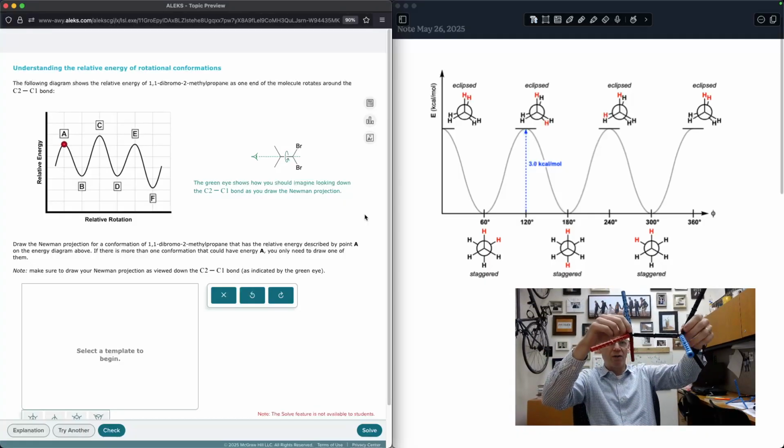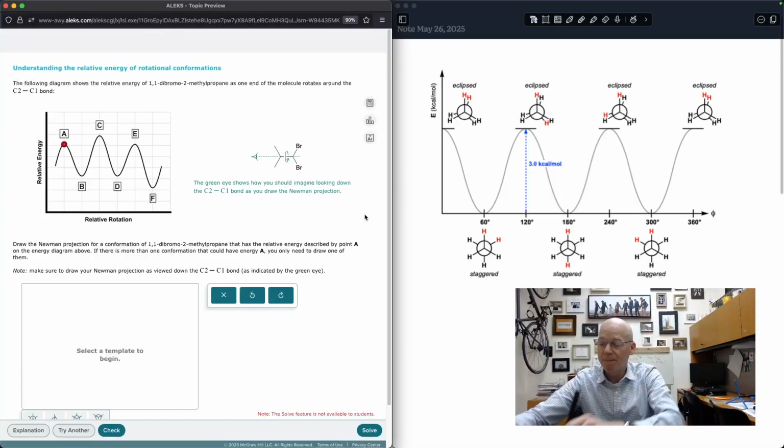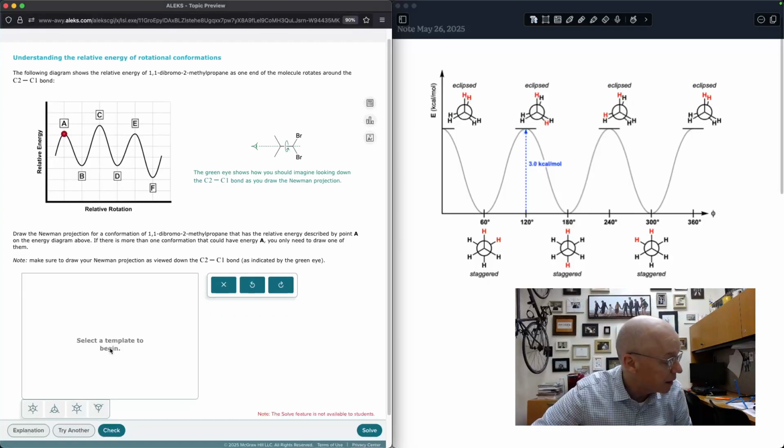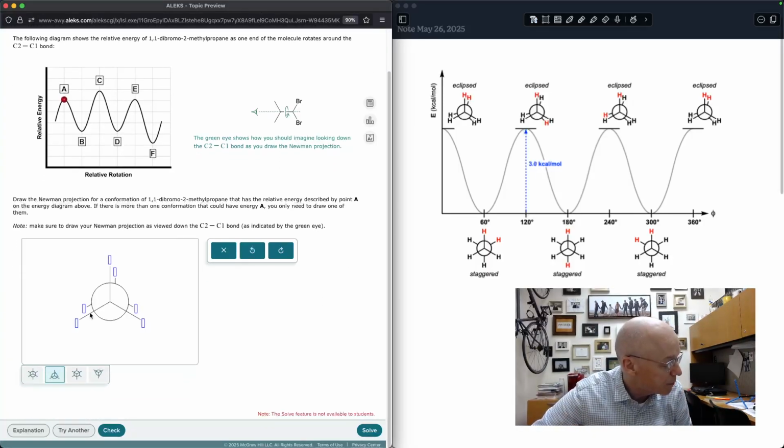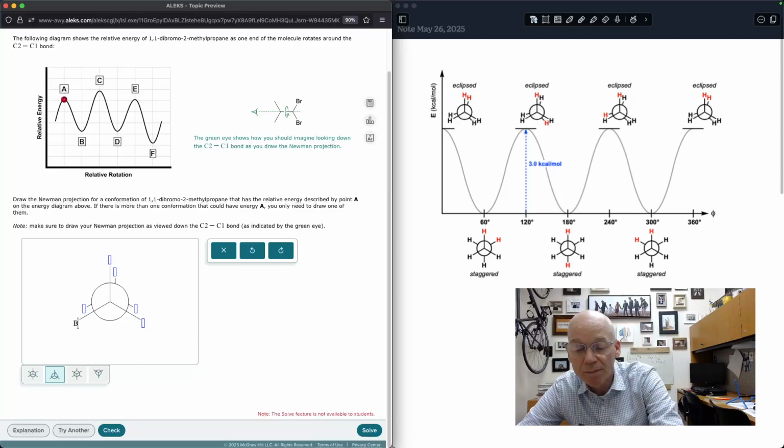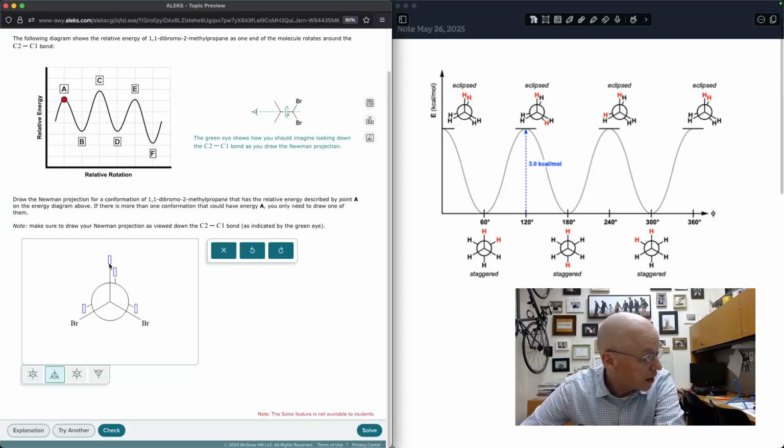It doesn't matter which one I do. So I'm going to do the bromines in front, because it's easier for me to see. I'm going to draw it like that. The bromines are going to go in front, and it's eclipsed because it's higher. So it's eclipsed. And I'll put the bromines here, Br and Br, and then the other one is hydrogen.